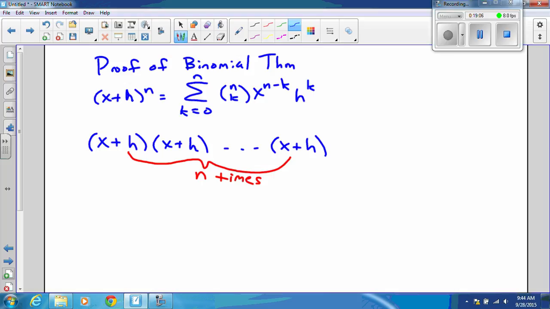Now, when we do this, we recognize that this multiplication is a serious pain in the neck, right? Because I'm going to have to multiply x plus h times x plus h. And then I'm going to have to multiply that times x plus h. And then multiply that times x plus h, and so on. So if I wanted to do it in that way, it would be horrendously inefficient. And I don't think I've seen any really good patterns on it.